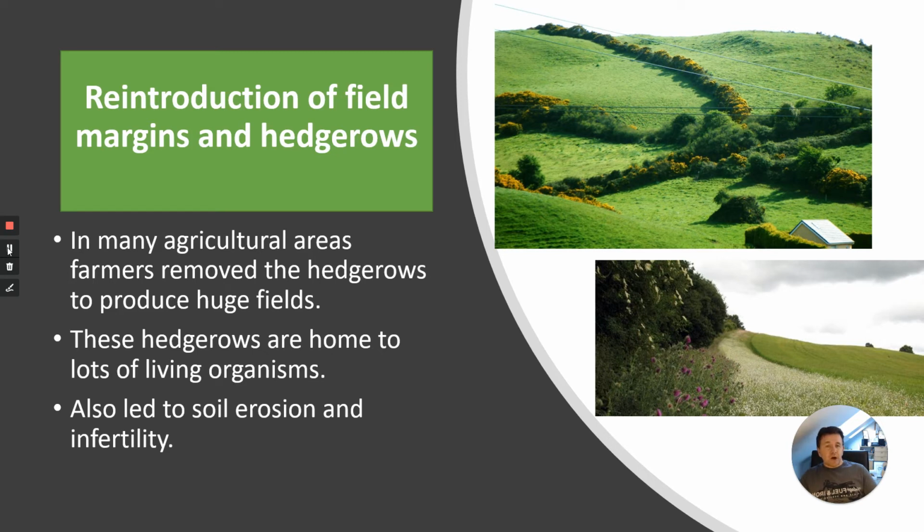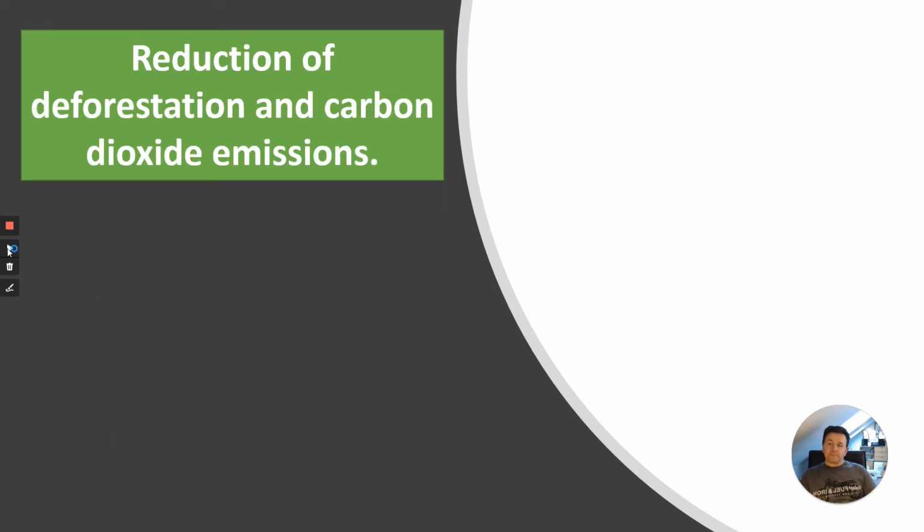These hedgerows are home to a wide range of species, and the other problem with large fields is that you could get more soil erosion and more runoff of fertilizers and pesticides. Many farmers are really aware of this, and they're putting things in place to protect the countryside and the habitats in which different species live.